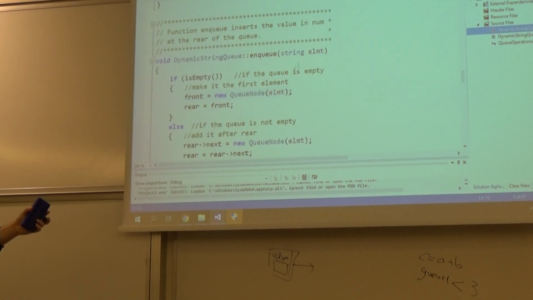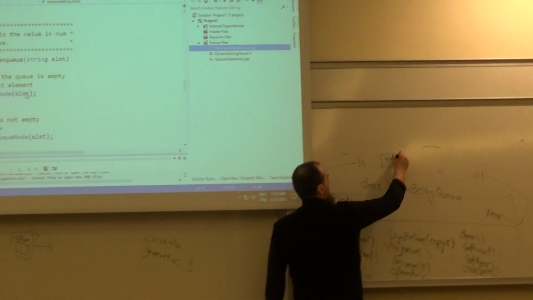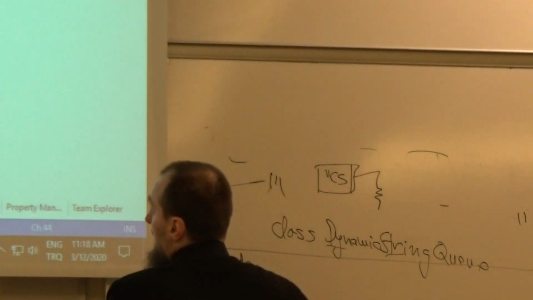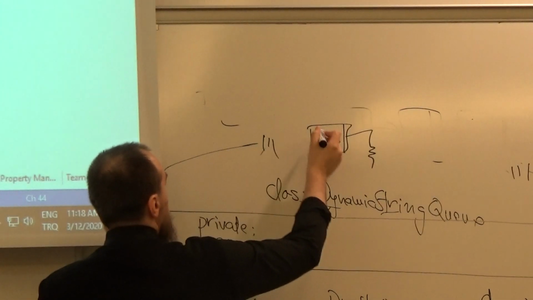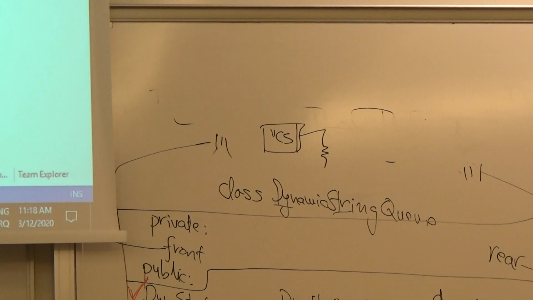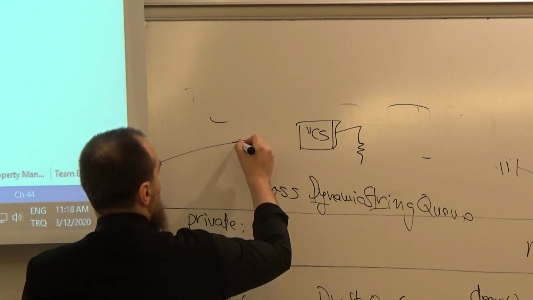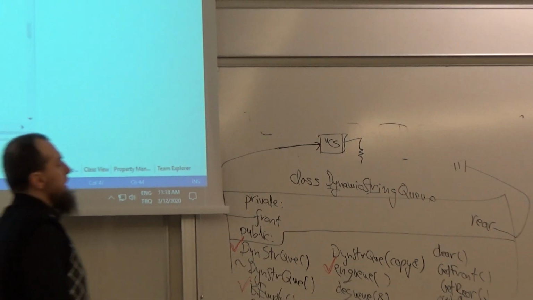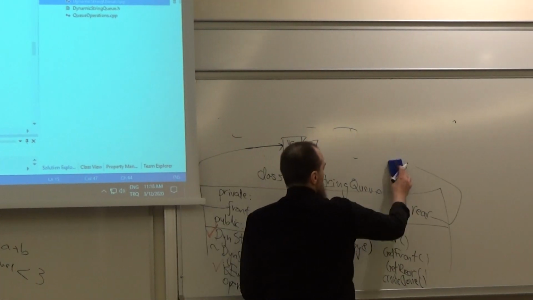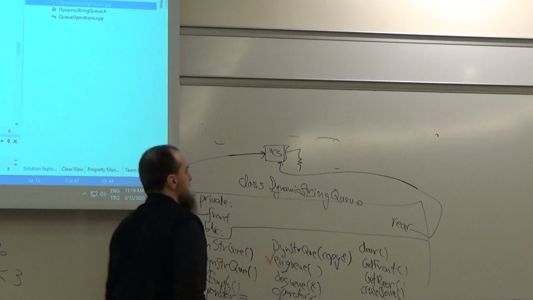We put the element, let's say the value of the element is CS, only CS. So I have here CS in the field, and it's pointing to null. And the new command always returns the address of the node that I just created, and it assigns it to front. So front is equal to the newly created node. Of course, this is the only element in the queue. Rear is also pointing to it. So rear is also pointing to this node.